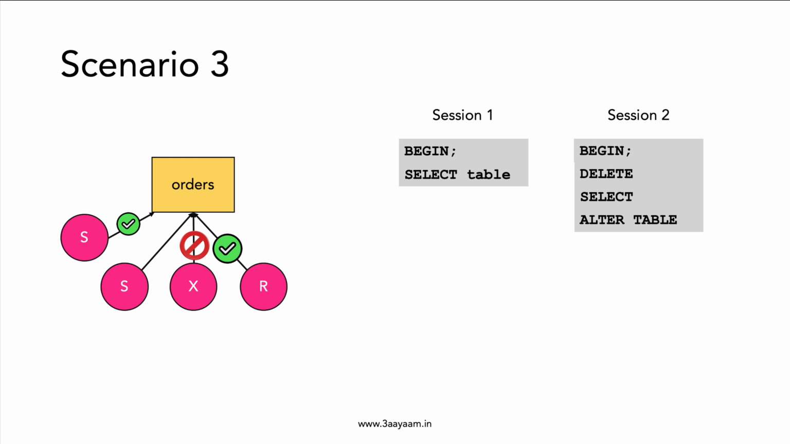And then I'll try to run an alter statement also. Delete should be allowed, select should be allowed from session 2, but alter table should not be allowed from session 2. And then I'll commit session 1. If I commit session 1, then alter table would be allowed in session 2, after which I can commit session 2 also. Let's take a look at this.